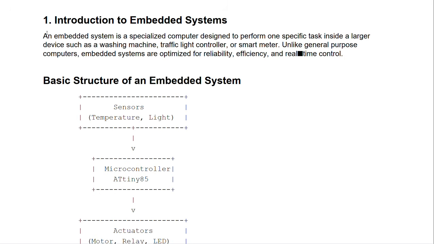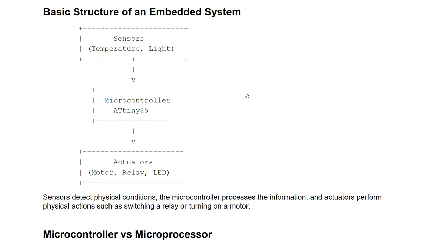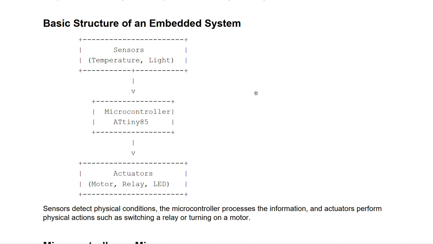So embedded systems comprise specialized computers designed to perform one specific task inside a larger device, such as washing machines, traffic light control systems, smart meters, and so on and so forth. So let's look at a basic structure of an embedded system. To visualize what I've just described, this is how it would look.